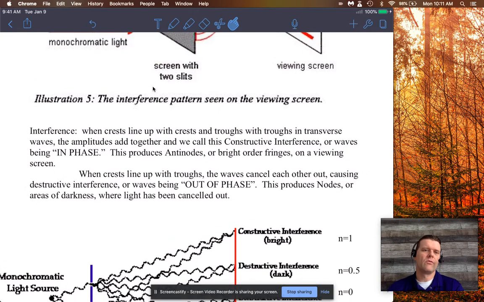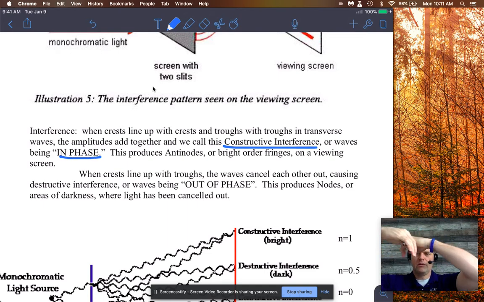I should just review interference though, and I've done that here in your notes. When crests line up with crests and troughs with troughs, the amplitudes add together. We call this constructive interference, or waves being in phase. That's where a crest from one meets up with a crest from another, and they superimpose on top of each other. We call those antinodes or bright order fringes.